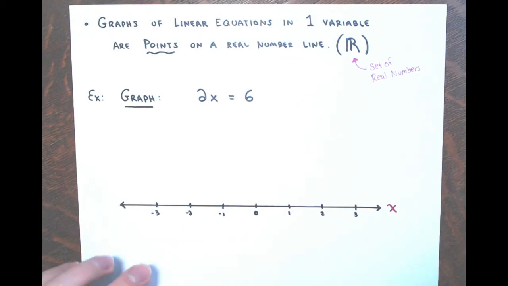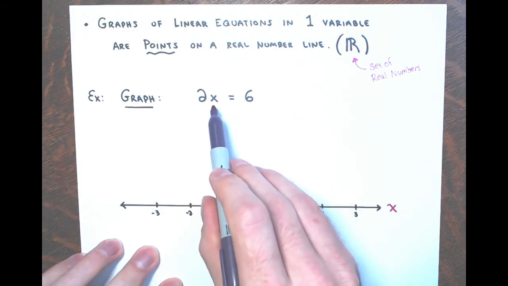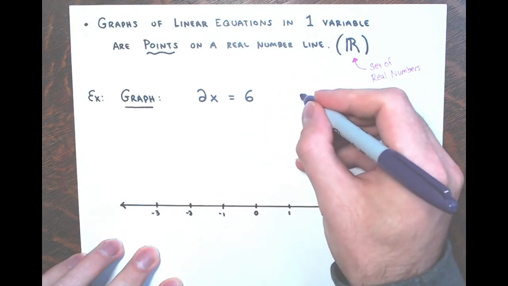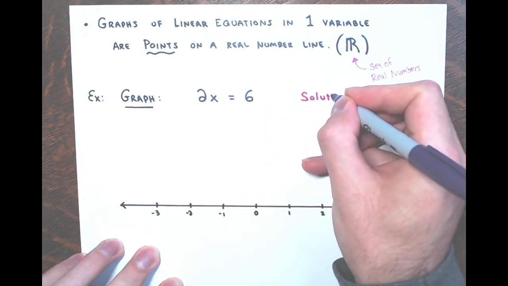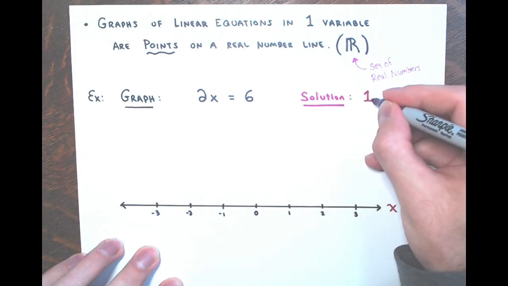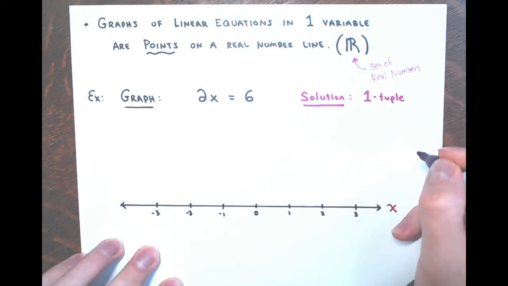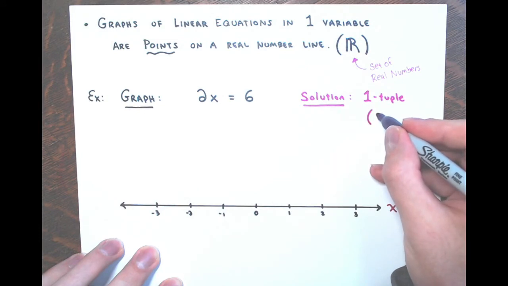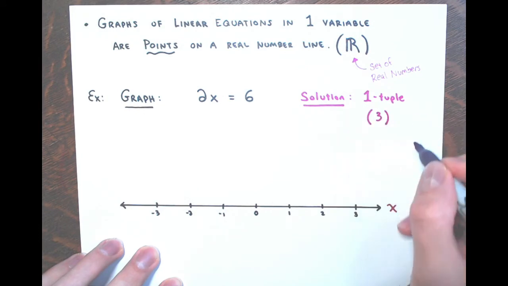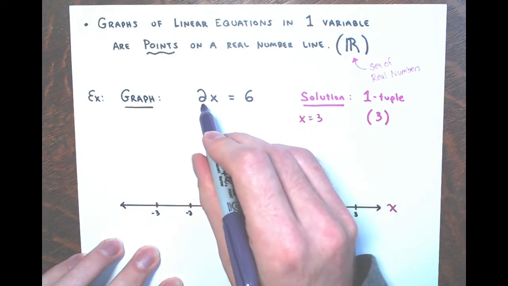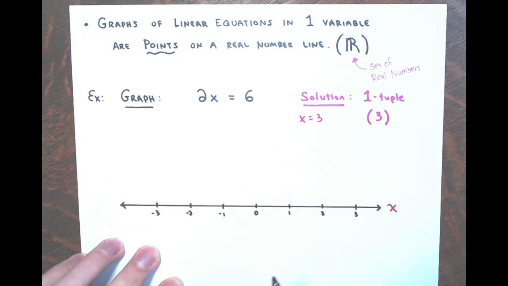Well, a linear equation with a single variable is very easy to solve. You probably have seen this. I would simply divide by 2, and the solution to this equation is a 1-tuple, which would be the number 3. The solution is x equals 3. If I replace x with 3, 2 times 3 is 6. You get 6 equals 6.